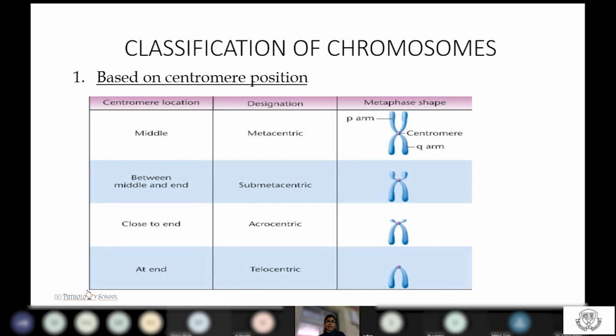Next, your classification of chromosomes. Now it is based on your centromere position. If it is in the middle, it is metacentric. If it is between the middle and the end, it is submetacentric. If it is close to the end, it is acrocentric. And if it is right at the end, it is telocentric.